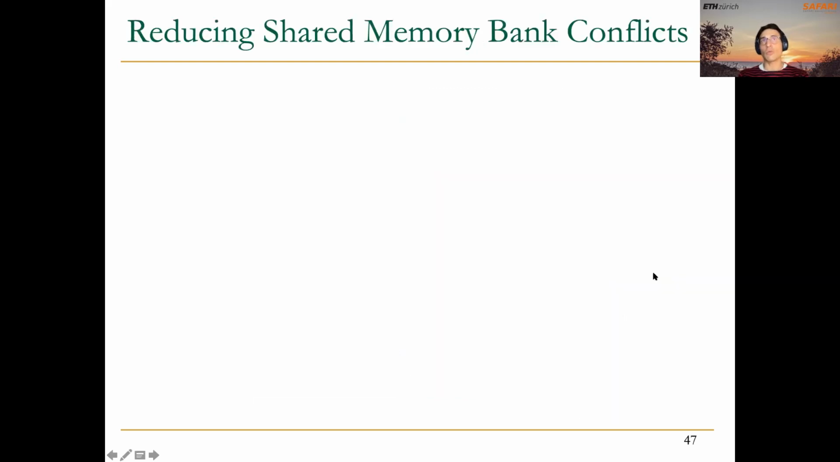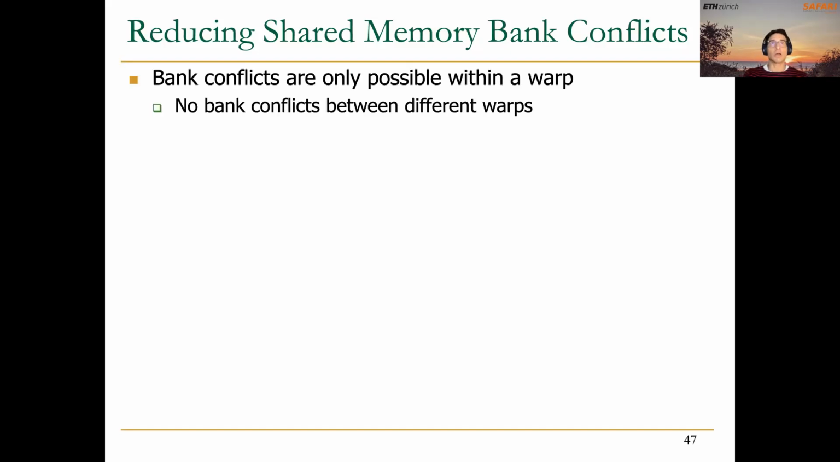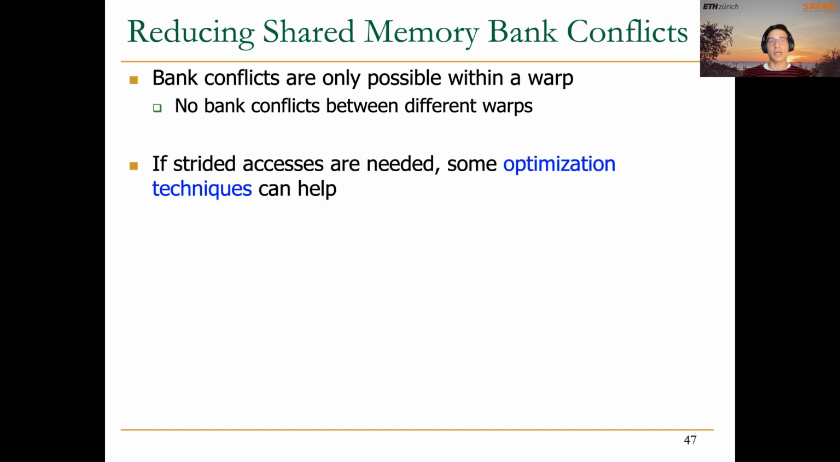We need to find ways of reducing shared memory bank conflicts. We will discuss some of these ways in later lectures, but for now, let me remind you that bank conflicts are only possible within a warp. There are no bank conflicts between different warps. We can deal in different ways with the strided accesses, with some optimization techniques.